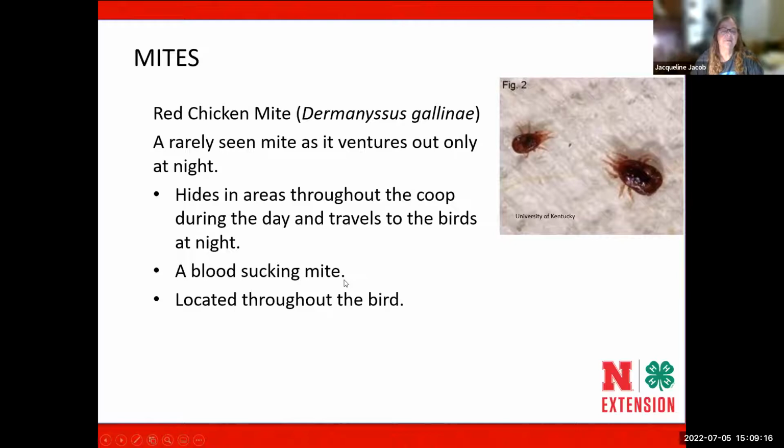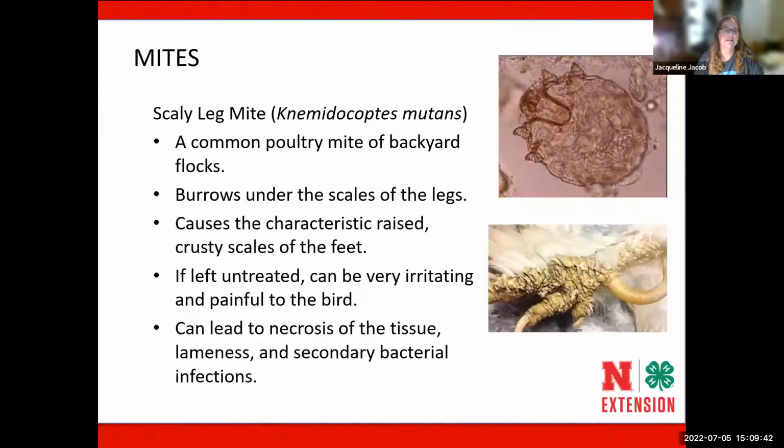And again, a blood-sucking mite. So treating the birds does not really help to control the red chicken mite. You have to actually clean out the house, treat all the crevices, and repeat the treatments a few times because the eggs don't get destroyed. So it can be the hardest to deal with because it's harder to find.